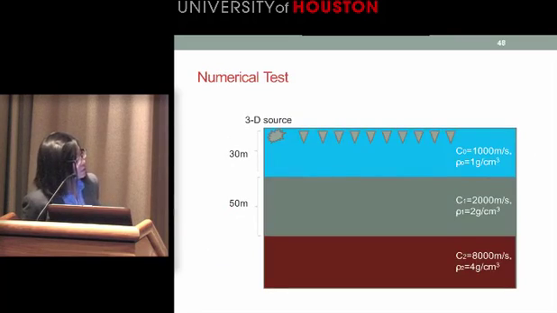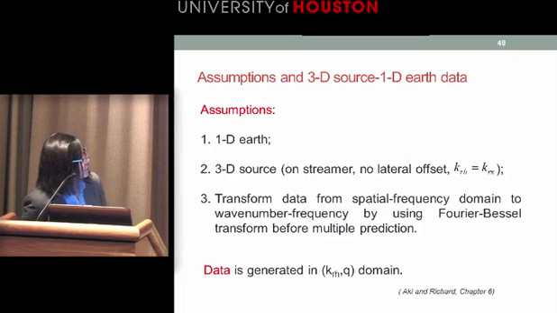Here is the model I used for the testing. I used a 3D source, generated the reflected waves in a simple two-reflector model, and then I generated only one shot gather. My source and the receivers are at the same depth.